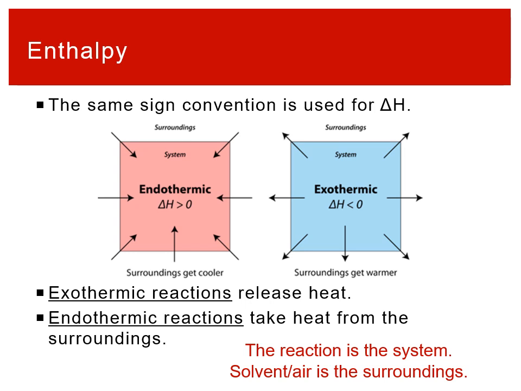And the sign convention that we use, we've seen before: exothermic reactions release heat and delta H will be negative. Endothermic reactions take in heat and delta H will be positive. In this case, the reaction is always the system, and the solvent or air or whatever you're doing the reaction in is always going to be the surroundings. So heat in is always positive, heat out is always negative.